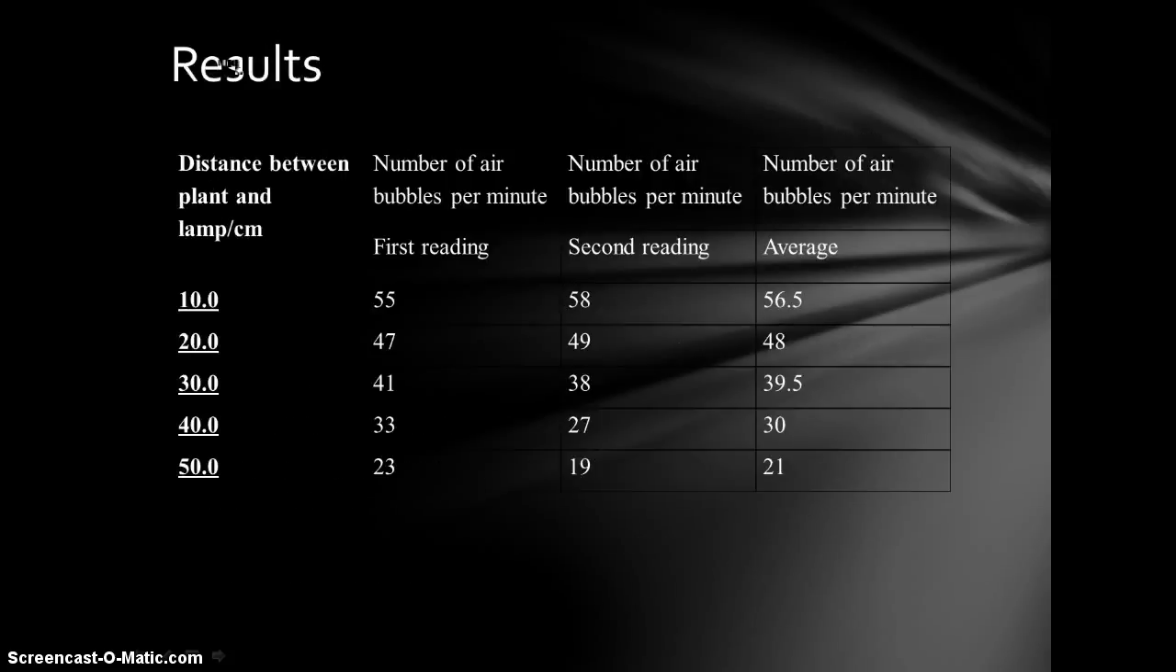As you can see from the results, the distance between the plant and lamp affects the number of air bubbles per minute. We also noticed that the greater the distance, the lesser the number of air bubbles produced per minute.